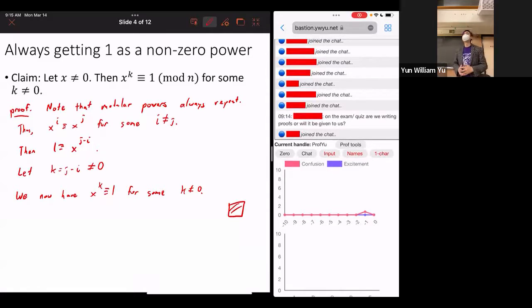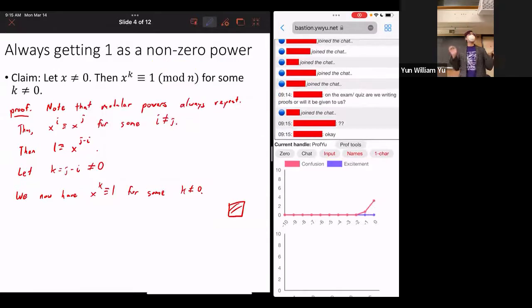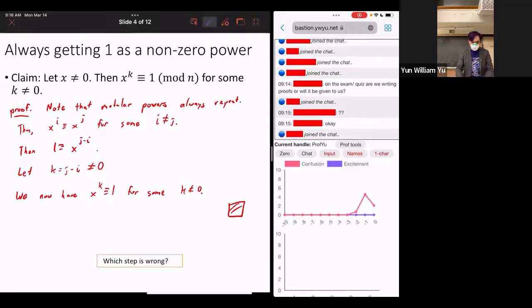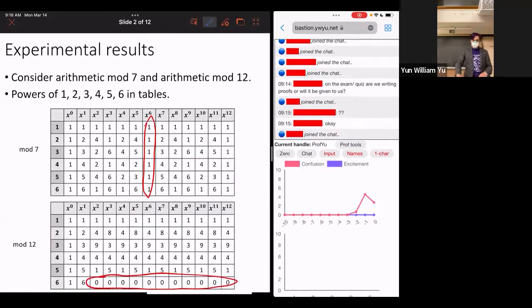How does everyone feel about that? Ah, so people feel okay about that. Well, what if I told you that that's actually wrong? Something in there went horribly wrong. And let me point out that something went wrong, which is if you go look back at our powers, if you look at the powers of say four, you don't ever end up getting, other than the zeroth power, which we're not counting for this purpose, a one right here, right? So something went wrong. We proved something that's not true.